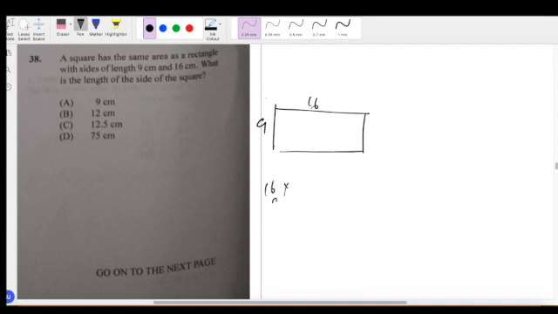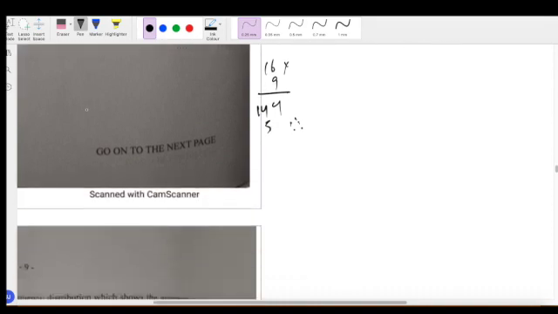So 16 times 9, right? So 6 times 9 is 54. 1 times 9 is 9. 10, 11, 12, 13, 14. Oh gosh, 144. So if a square has 144, then this will have to be 12 and 12. So what is the length of the side of the square? 12.